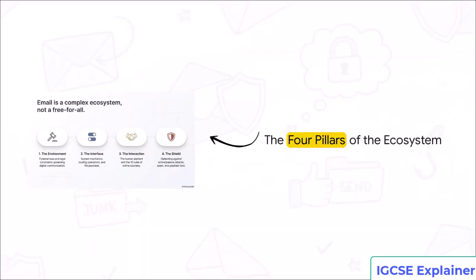When you really break down the vast world of email, it actually rests entirely on 4 manageable, foundational pillars. First up, we've got the environment, which represents the external laws governing our messages. Second is the interface, that's your system mechanics and routing operations. Third is the interaction, which covers the human element and online courtesy. And finally, the shield, which is our defense against attacks and risks. Master these 4, and you're golden.